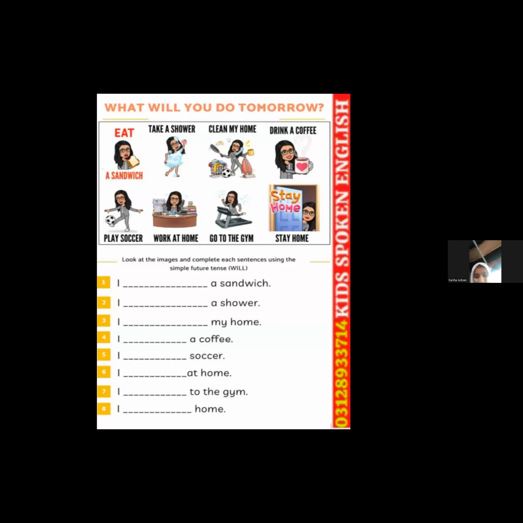Yes, Iman, make the sentence. I will eat a sandwich. I will not eat a sandwich. Will you eat a sandwich? Why will you? It should remain will I, na? The I stays the same. Yes, ma'am. Will I eat a sandwich? Perfect, beta. Really well done.